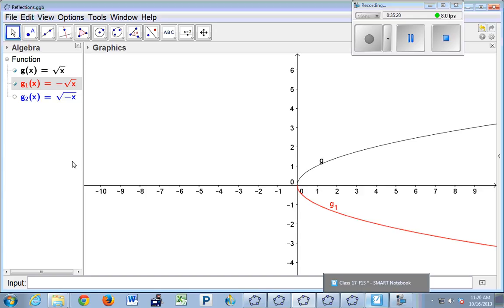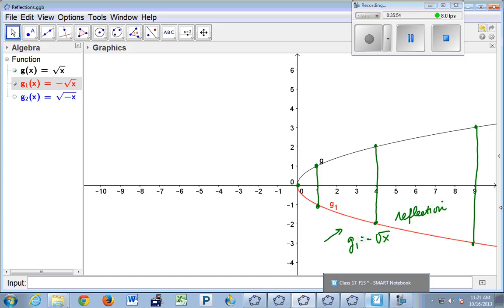All of my y values, which were above the x-axis, have now changed to being below the x-axis. So 1 has changed to -1. 2 has changed to -2. 3 has changed to -3. 0 stays at 0. So this represents the function g of x equals the opposite of the square root of x. We call this a reflection.